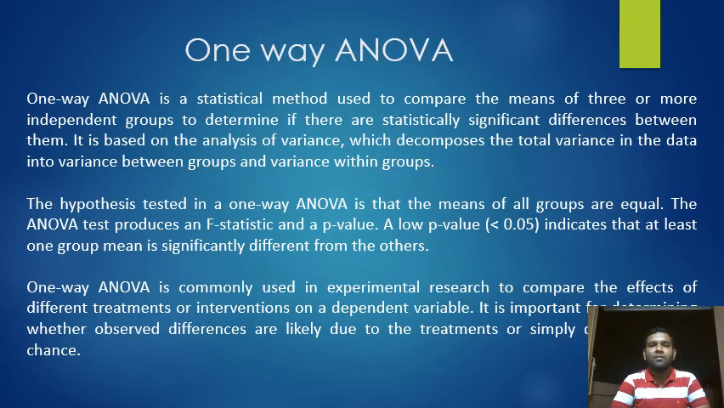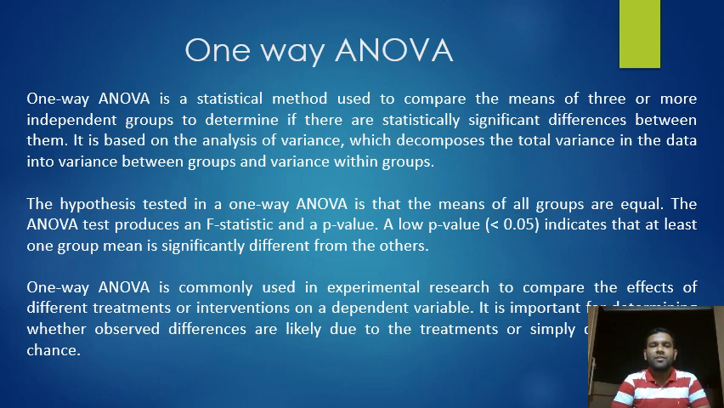Next, let us look at what one-way ANOVA is. One-way ANOVA is a statistical method used to compare the means of three or more independent groups to determine if there are statistically significant differences between them. It is based on the analysis of variance, which decomposes the total variance in the data into variance between groups and variance within groups. The hypothesis tested in a one-way ANOVA is that the means of all groups are equal.